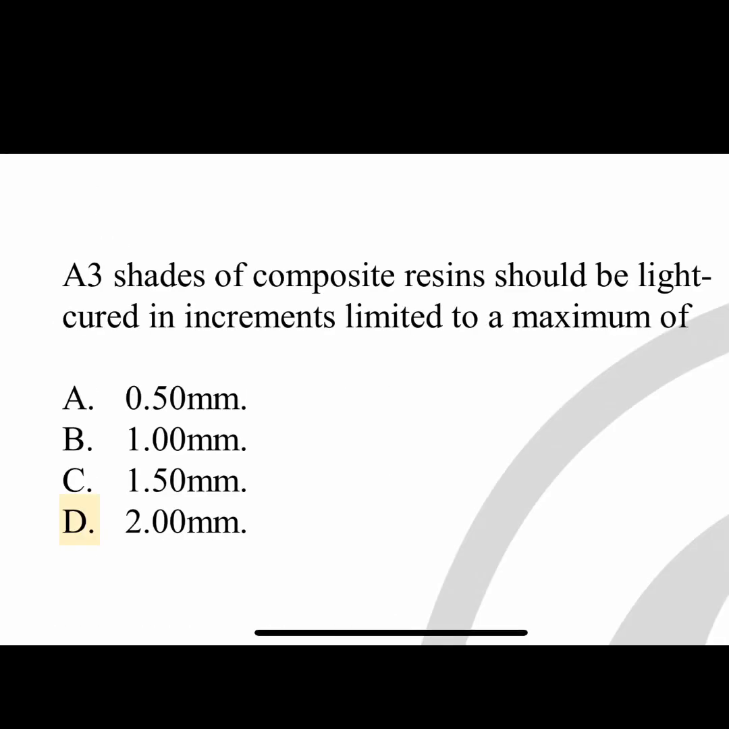A3 shades of composite resins should be light cured in increments limited to a maximum of, answer is D, 2 millimeter. Now, the darker the shade, the more difficult it is to cure the complete length of composite, and it is essential that we should not exceed a particular width of composite, and with that particular width of composite, it becomes really easy to cure the entire length of that particular increment.